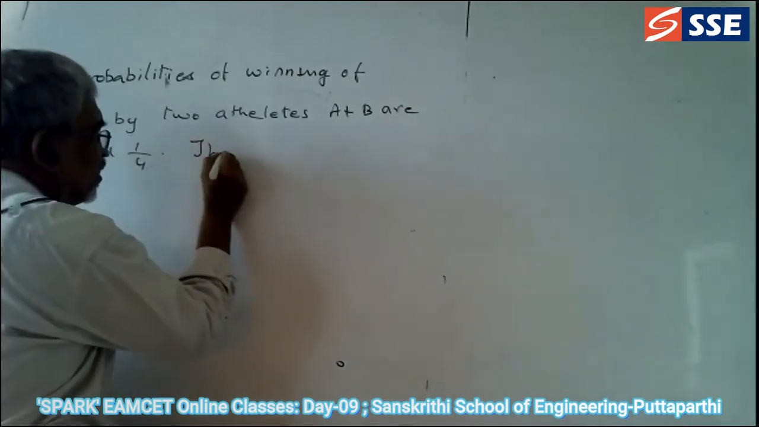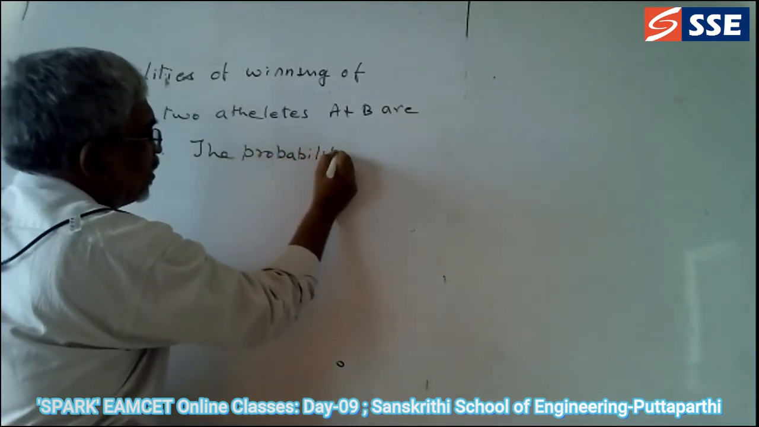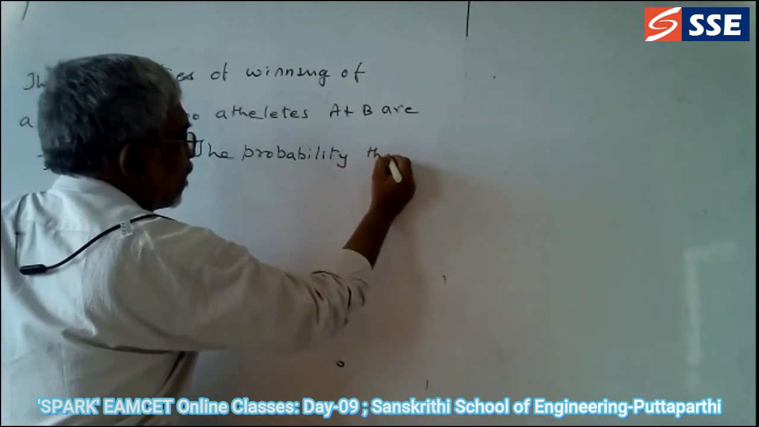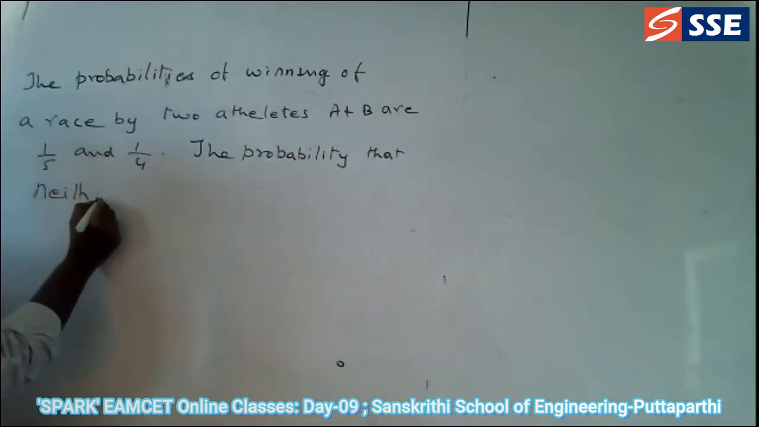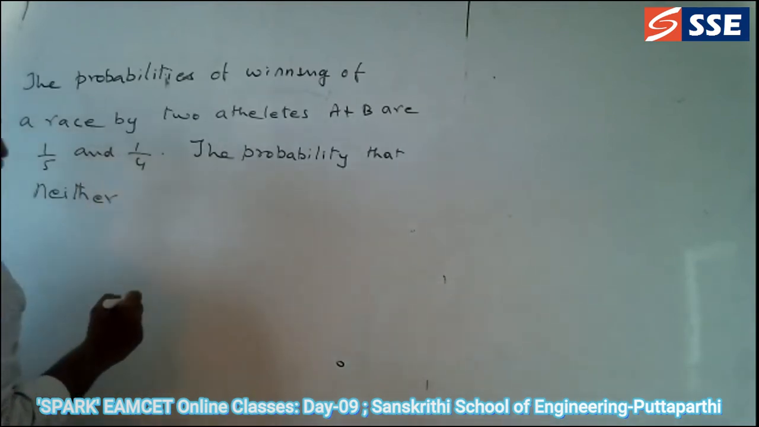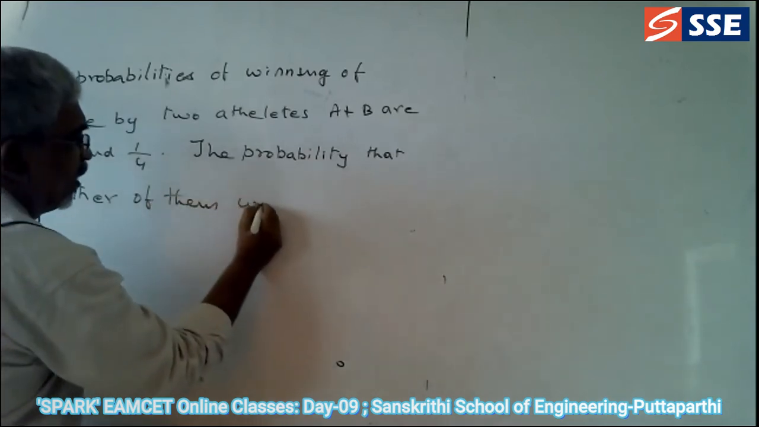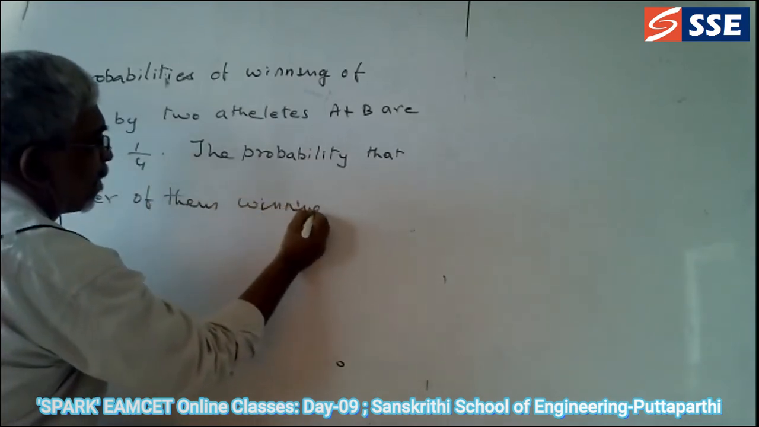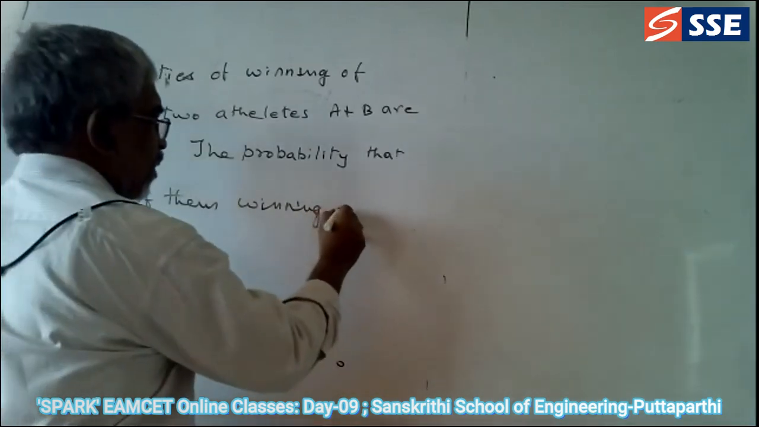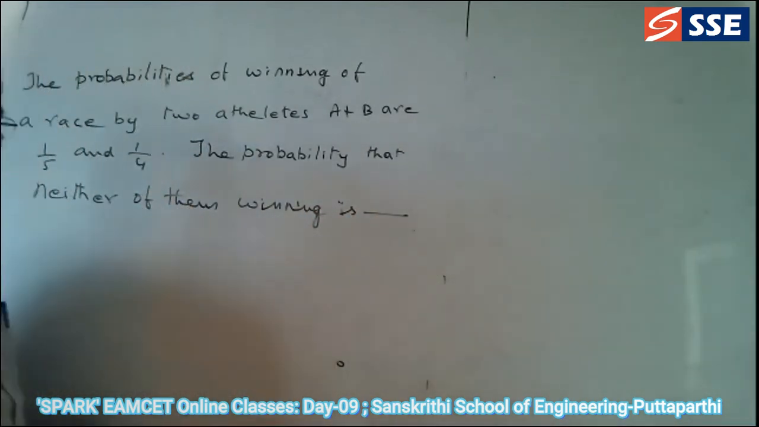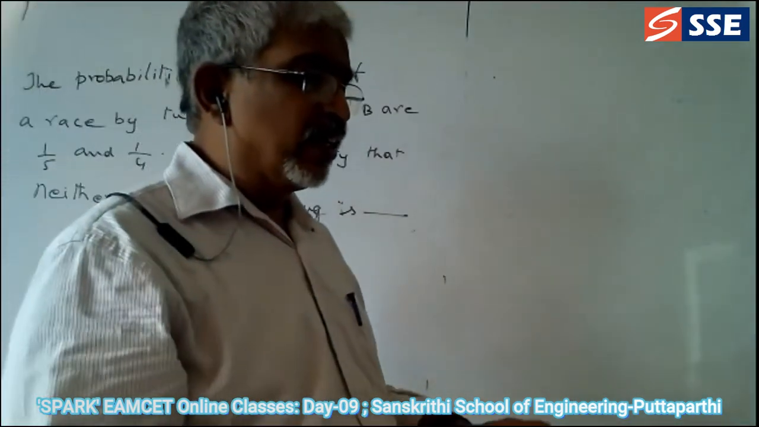The same type: the probability that neither of them wins, that is, both of them not winning. So the same way, what is the answer? What is the answer? You can calculate.